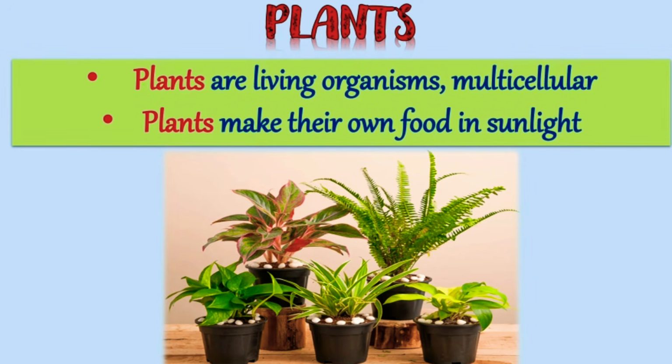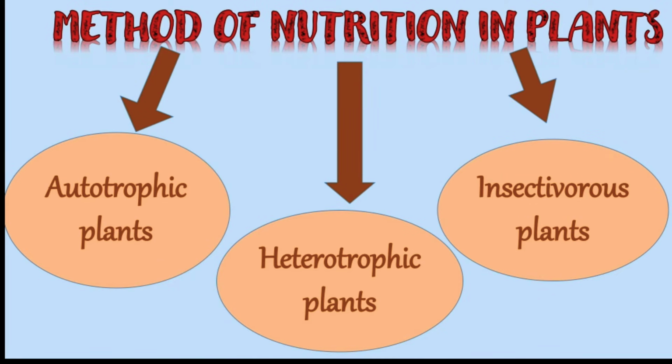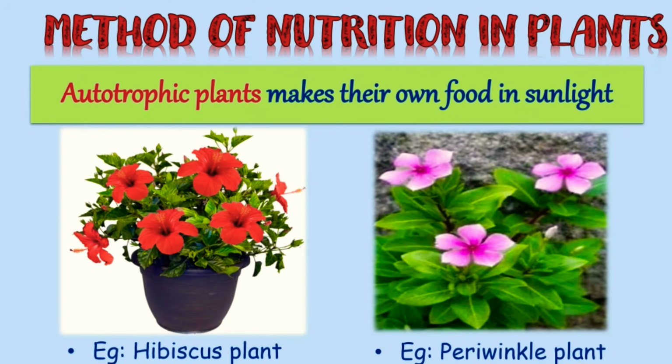So what are plants? Plants are living organisms. They are multicellular, which means they are made up of many cells. Plants make their own food in sunlight. So there are various methods of nutrition in plants. How do they consume food? There are three types of methods of nutrition in plants. First is autotrophic plants, second is heterotrophic plants, and third is insectivorous plants. Let's see one by one what they are.